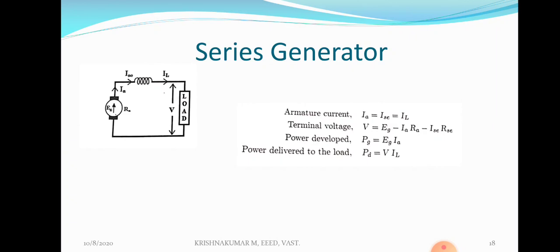What is the power developed? Power developed in the generator is equal to generated EMF into current flowing through the armature. Generated EMF Eg into current flowing through the armature Ia. So power developed Pg is equal to Eg into Ia. So power delivered to the load PD is equal to V into IL. That means voltage available across the load into current flowing through the load. So these are the basic equations of a series generator.